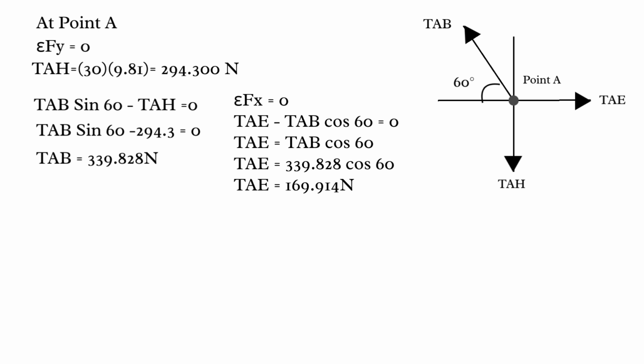First, we solve the Fy first to get the TAH and TAB. TAH is equal to 294.300 Newton and we got TAB 339.828 Newton. After that, we insert the TAB in Fx and we got TAE equal to 169.914 Newton.